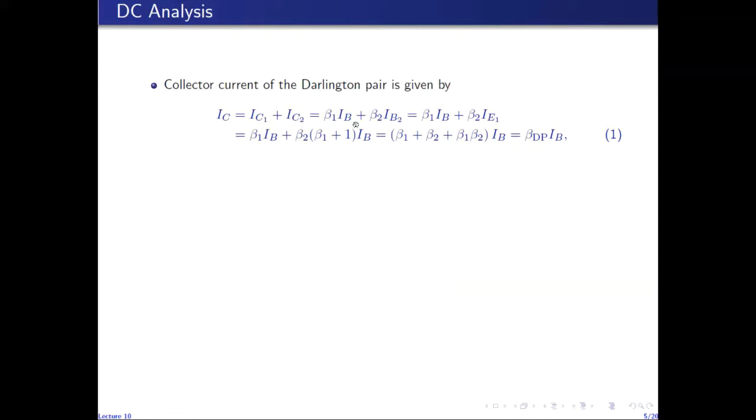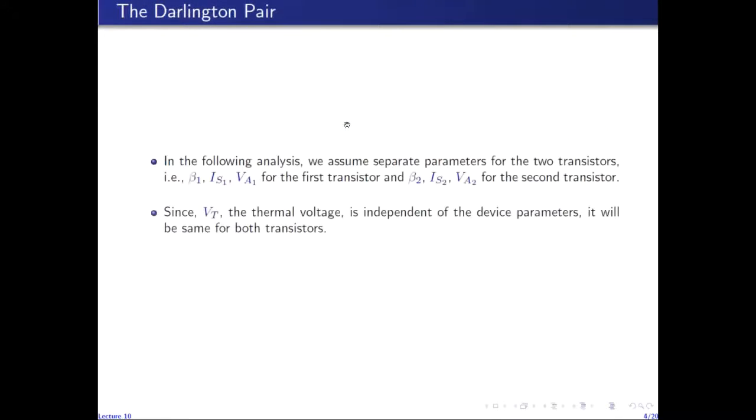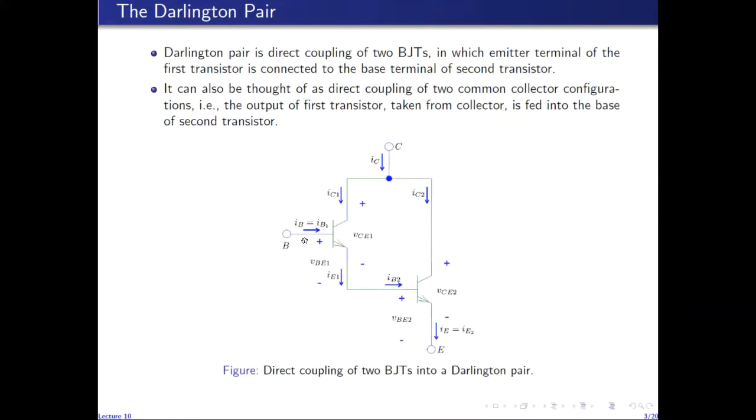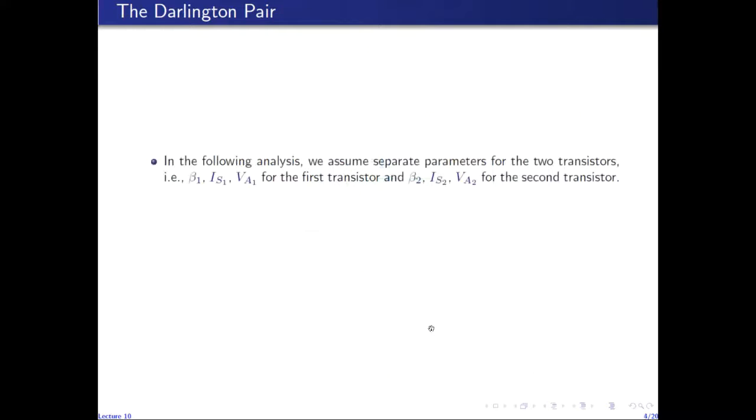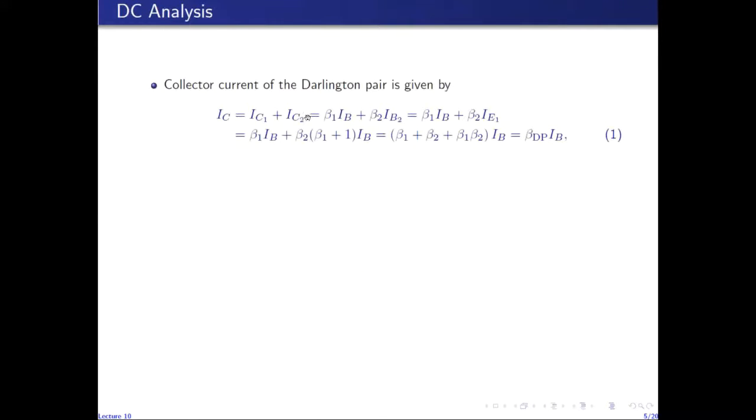IC1 is beta 1 times IB1. I will call IB1 as IB, because IB is the total input current, and I will write IE2 as IE, because IE is the total emitter current at the final output. So IC1 is beta 1 times IB1, which is IB. IC2 is beta 2 times IB2, and IB2 is IE1, which in turn is equal to beta 1 plus 1 times IB.